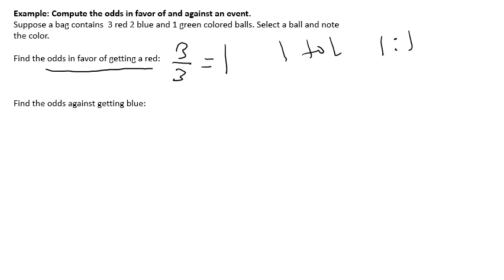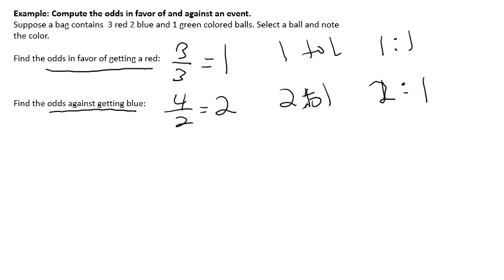So again, odds are basically ratios, fractions, etc. Find the odds against getting a blue. Against getting a blue. How many ways can you get something that's not blue? 3 red, 1 green, 4. How many ways can you get something that is blue? 2. So that's equal to 4 over 2, or 2 to 1. Or another way of writing it, like that. All right. Moving on.